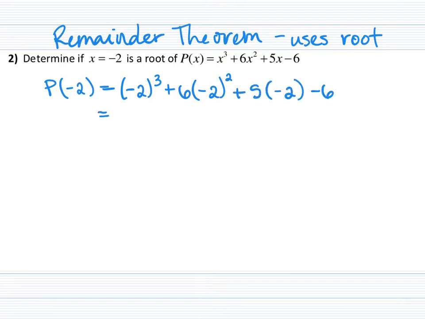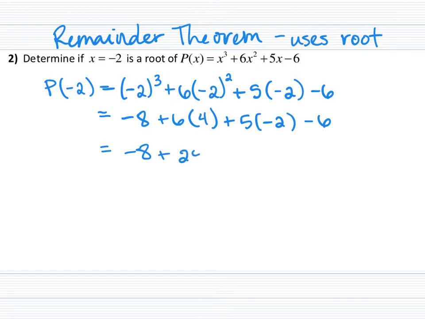And then we evaluate. So negative 2 to the 3rd power is negative 8, plus 6, negative 2 squared is positive 4. And then I'm going to drop everything down. Just do the exponents in one step. Negative 8 plus 24 minus 10 minus 6. And what we get is 0. And that tells us that, yes, this is a root. I should say more specifically, x equals negative 2 is a root.